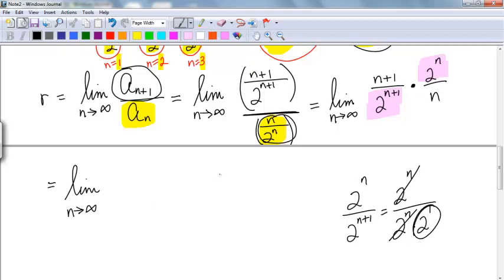So if I reduce this, I still have an n plus 1 here. I would have a 2 left here. I would reduce this, and there would be a 2 left. And I still have n, right?